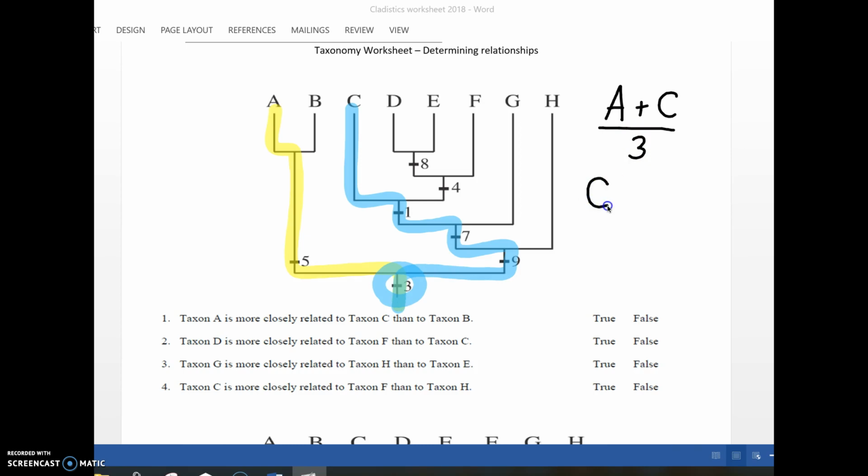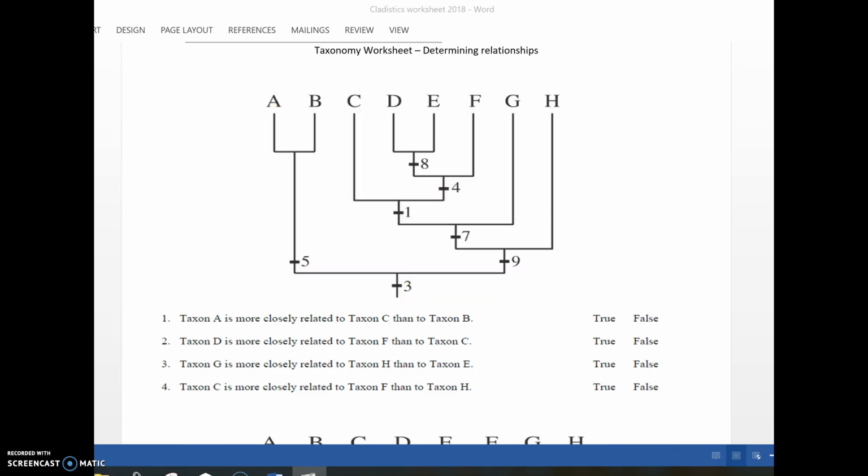Now let's try one more. What traits are shared by C and E? So I already have C there. Let me draw in E with a different color. I should use the highlighter, but that's okay. And I see that C and E cross at 1, 7, 9, and 3. So 1, 7, 9, and 3 would all be traits that are shared by C and E. So that's how you would figure out what traits are shared. Any place where their two lines intersect, that would be traits that are shared.